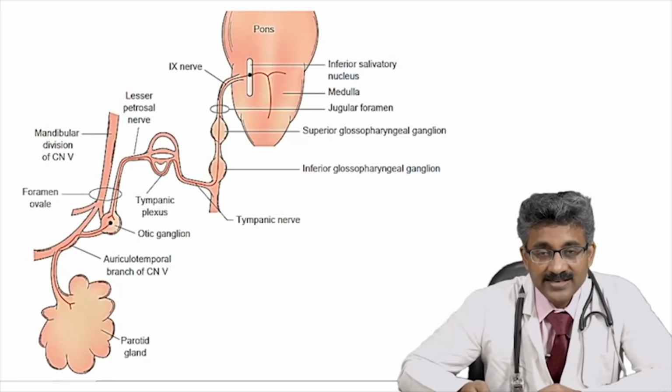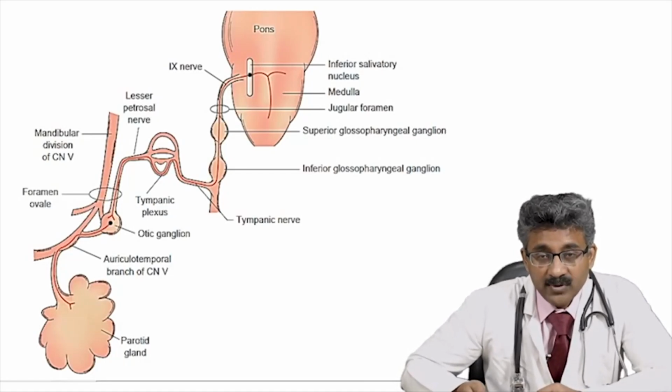Parotid gland. That's all, very simple. The inferior salivatory nucleus gives off the fibers. Then the tympanic nerve, tympanic plexus, then otic ganglion. Then through the auriculotemporal nerve of the 5th nerve, it supplies the parotid gland. The glossopharyngeal nerve supplies the parotid gland.